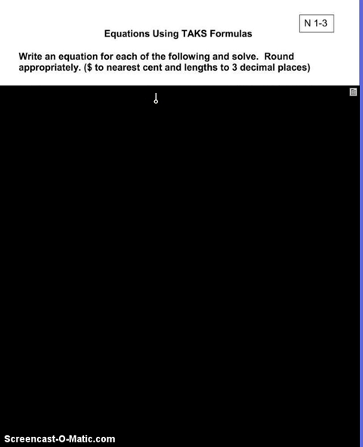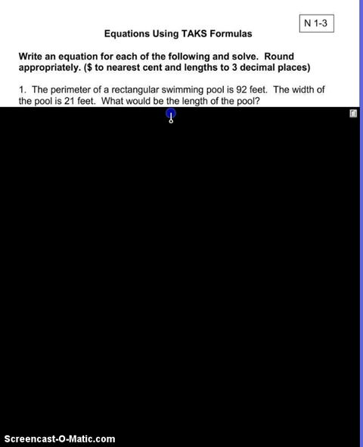Round appropriately. So for the dollars, we need to round to the nearest cent, and for lengths, we need to round to 3 decimal places. If it does not have 3 decimal places, then just round to what the correct answer is with 1 or 2 decimal places. So let's look at question number 1.